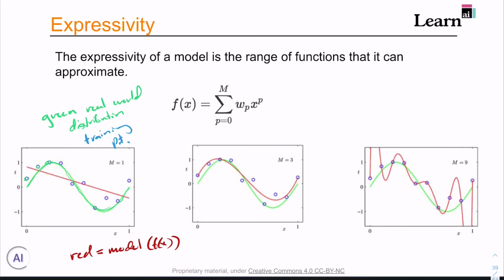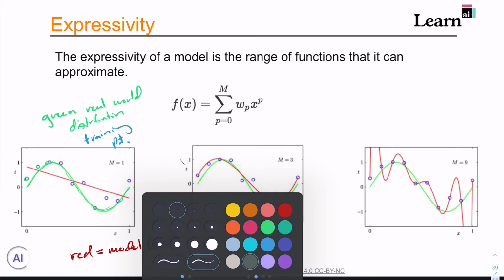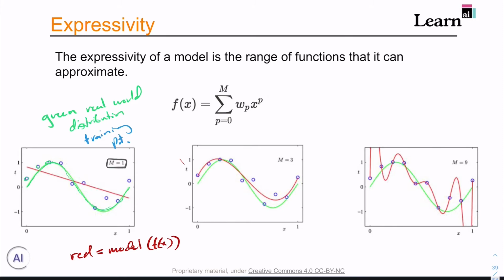Okay, so we want our red to match our green, basically. And you can see here this m, that's the max degree of the polynomial we're fitting. So if m equals 1, we're just doing linear regression, right? We're just fitting a line. And obviously that does not fit super well, right? M3 looks like it fits pretty well. Out of these three, M3 is modeling this distribution quite well. M9, why is it like this? This looks really bad. Well, look closely at the blue examples, the training examples.